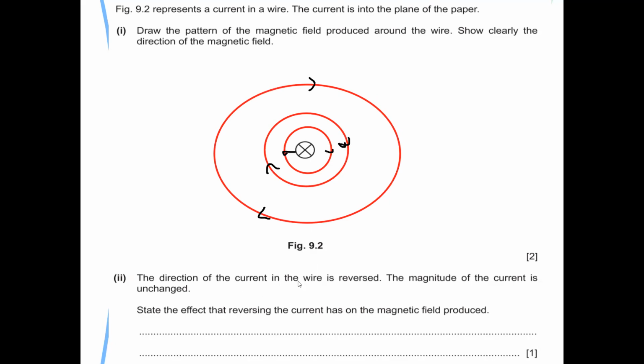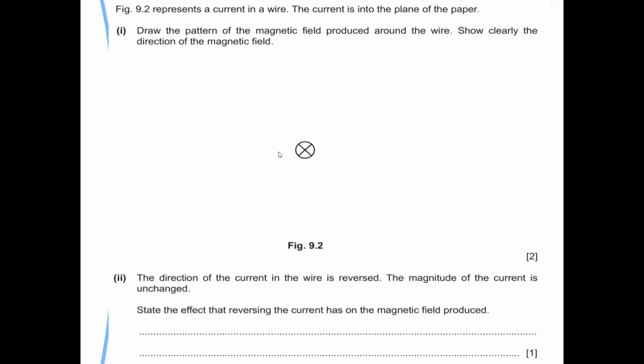State the effect that reversing a current has on the magnetic field produced. If we just reverse the direction of the current, what will happen to the magnetic field? The direction of the magnetic field will also be reversed. In a circular magnetic field, you cannot use the term poles. That does not make real sense. So in this case, when it's a straight wire which produces a circular magnetic field, you just say that it will be opposite to the original direction, or it will be reversed, as the direction of the current affects the direction of the magnetic field produced.